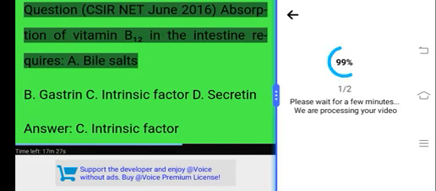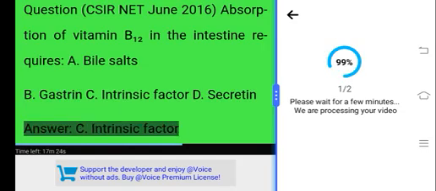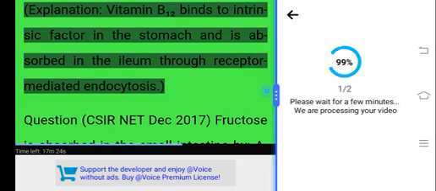Question, CSIR NET June 2016. Absorption of vitamin B12 in the intestine requires A. bile salts. B. Gastrin. C. Intrinsic factor. D. Secretin. Answer: C, intrinsic factor. Explanation: vitamin B12 binds to intrinsic factor in the stomach and is absorbed in the ileum through receptor-mediated endocytosis.